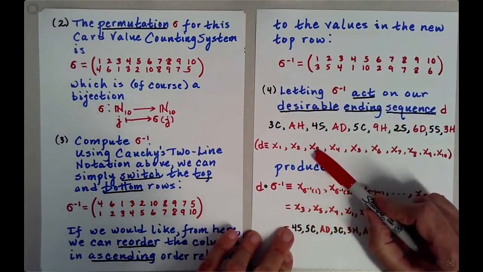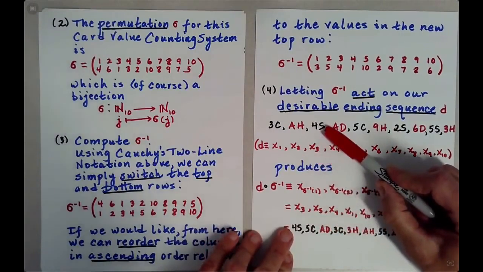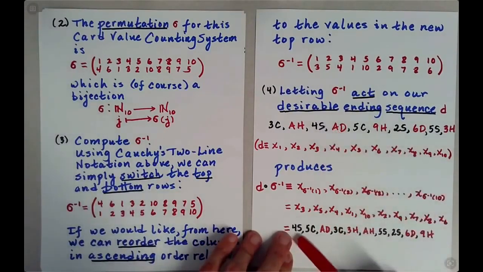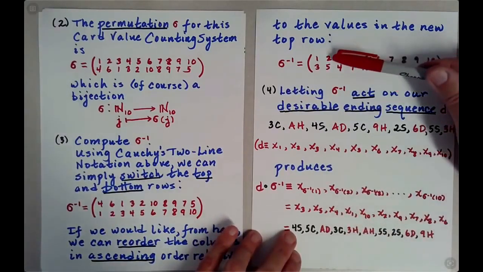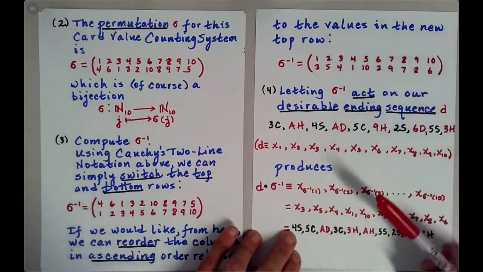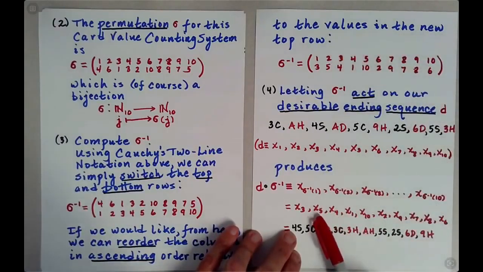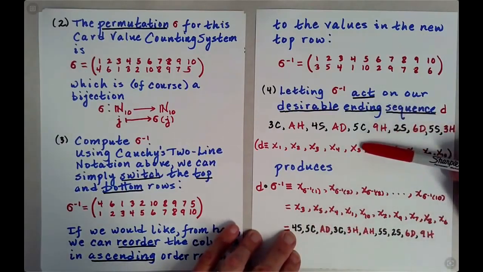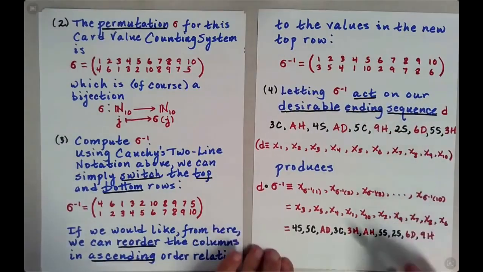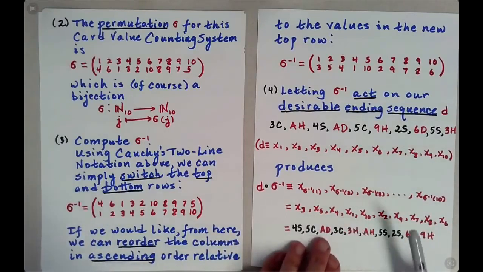Well, x sub 3 corresponds to the 4 of spades. So that's why we have the 4 of spades first. Sigma inverse of 2: 2 gets sent to 5. So the second term in our sequence will be x sub 5. And then if we match it up here, it looks like it will be paired with 5 of clubs. And so we would get a 5 of clubs here. And so you can go through and check all of these.